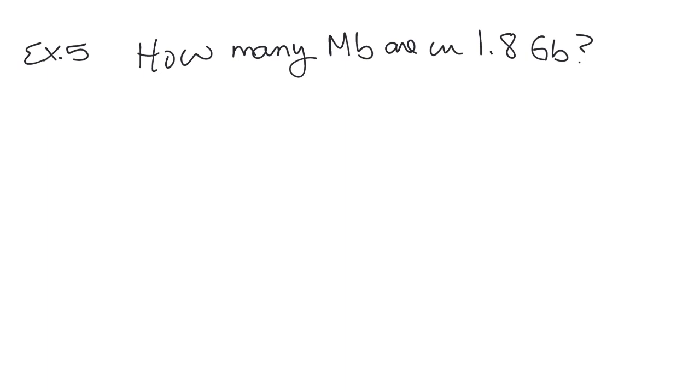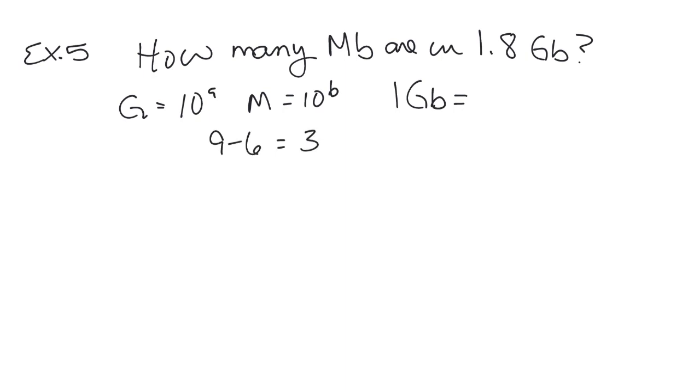Say I have a 2 gigabyte drive, and I have 1.8 gigabytes left, but I need to know how many megabytes that is, because all of my files are in megabytes and I got to add up all my megabytes. So to do that, giga is 10 to the 9th, mega is 10 to the 6th. So in 1 gigabyte, there are 9 minus 6, which is 3. Sorry, that's 10 to the 3 megabytes.